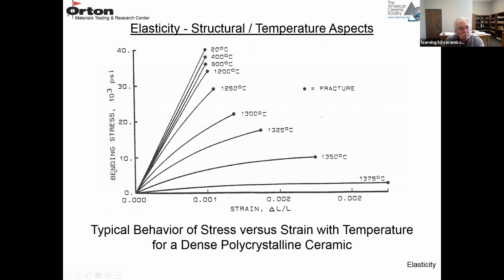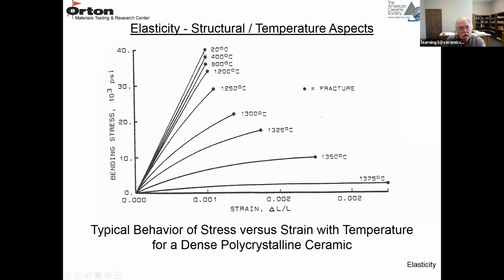This is a plot of bending stress, would be probably a 3-point bending test, versus the strain. So it's a stress strain curve, and it shows you what happens as you increase the temperature. And this would be for a dense polycrystalline ceramic material. So the uppermost curve here is at 20 degrees C. You can see it's linear. 400 and 800 degrees C at those temperatures is still linear. At 1200, it starts to become a little bit nonlinear.